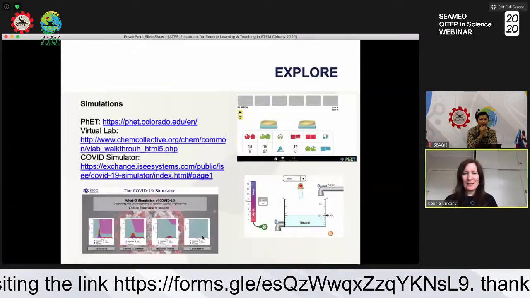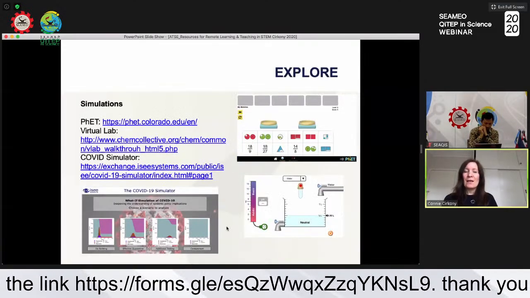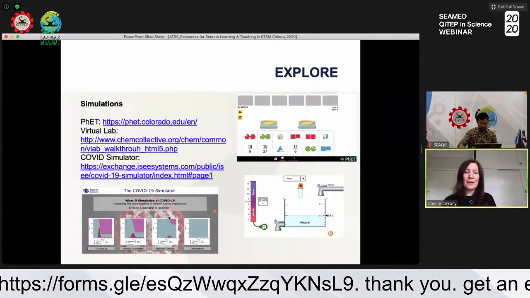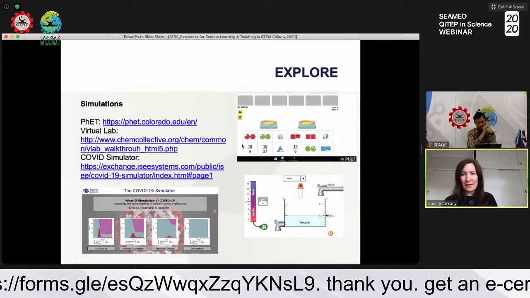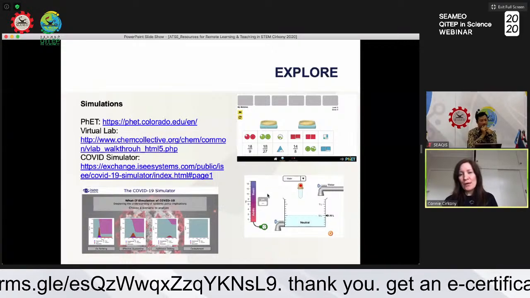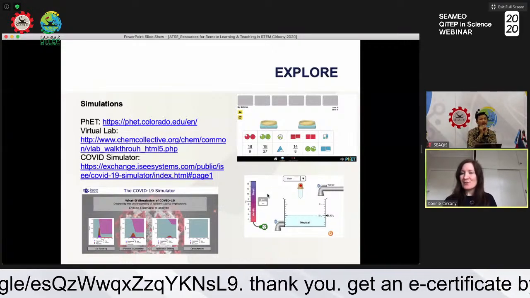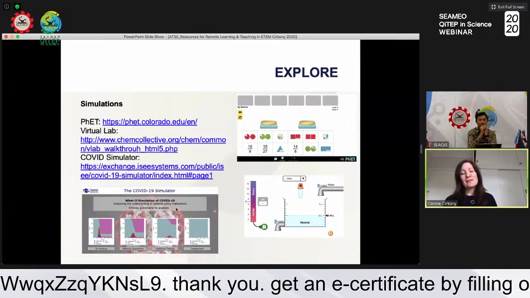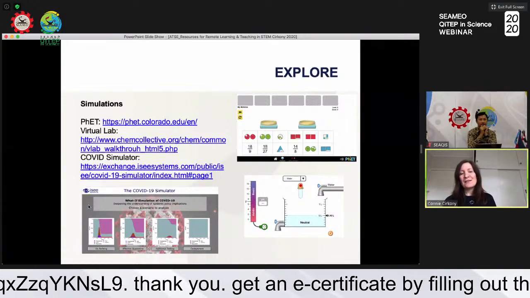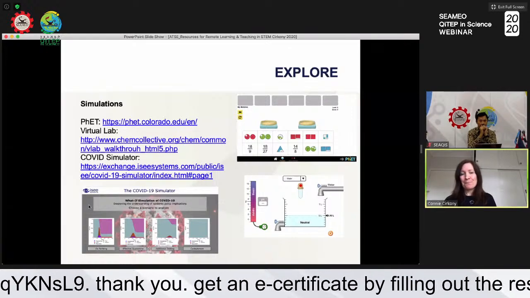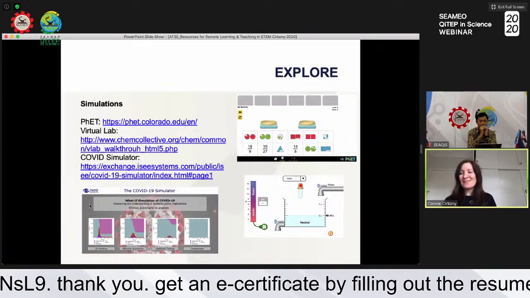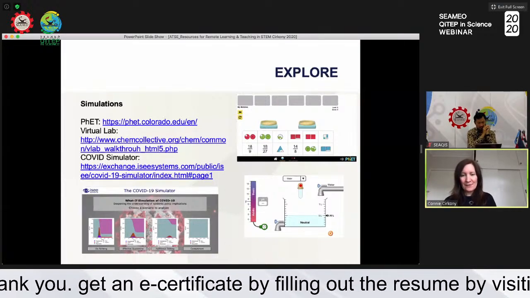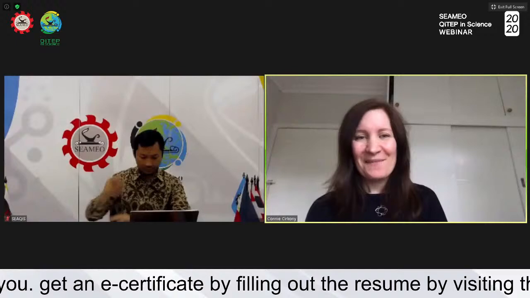Okay, the next slide is simulations, online simulations on exploring. And again, I have featured two PhET animations. I don't know if you've heard of PhET animations, and you know the good old COVID-19 simulator, which is a little bit more advanced maybe for secondary students. But let's look at the PhET. Okay, so I'm gonna do the screen share again. Bear with me.